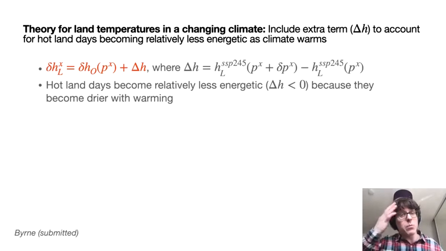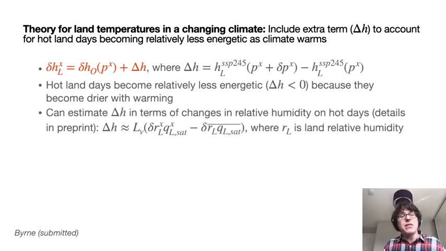So hot land days become relatively less energetic as climate warms, which means that delta H is actually negative. So this is a tempering influence on the response of the energy on hot land days to climate change. And the reason why hot land days become relatively less energetic as climate warms is because they become drier with warming.